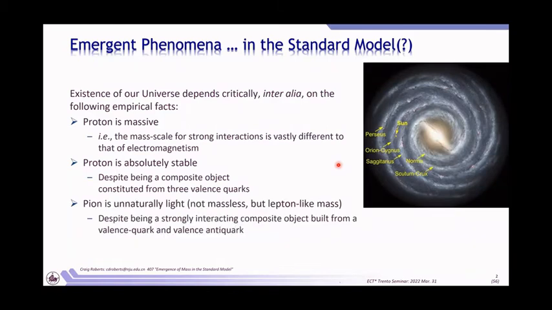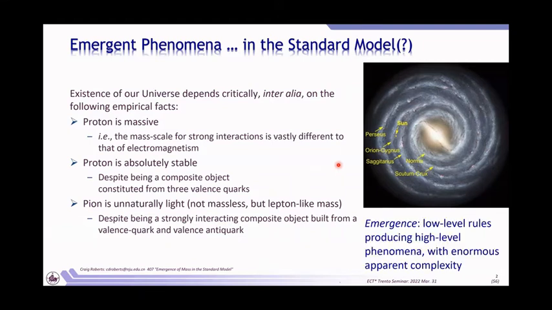On the other hand, we have a pion. It's crucial to nuclear structures, the formation of everything, but it's unnaturally light. It's not massless, it has a muon-like mass, but it is very much lighter than the proton, and that's despite being made of much the same objects as constitute the proton, a valence quark and a valence antiquark. And these things are examples of emergence, low-level rules producing high-level phenomena with enormous apparent complexity.